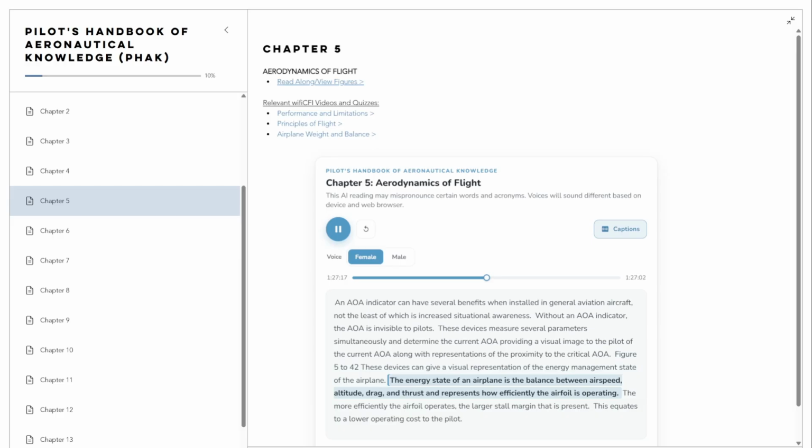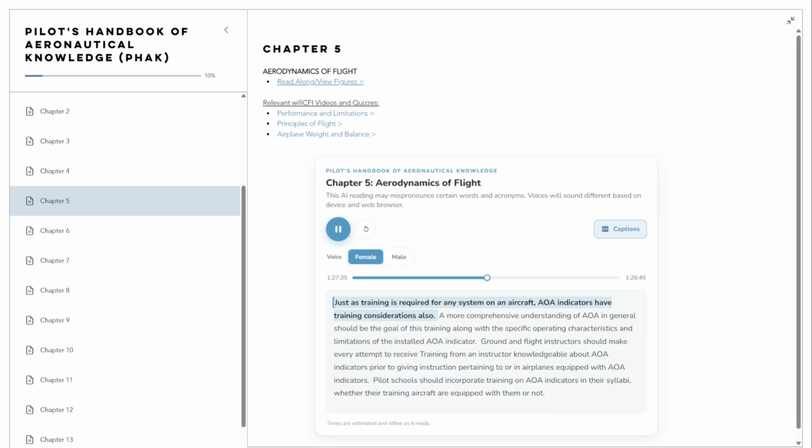The energy state of an airplane is the balance between airspeed, altitude, drag, and thrust and represents how efficiently the airfoil is operating. The more efficiently the airfoil operates, the larger stall margin that is present. This equates to a lower operating cost to the pilot.